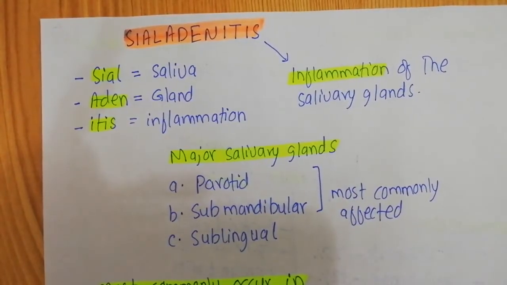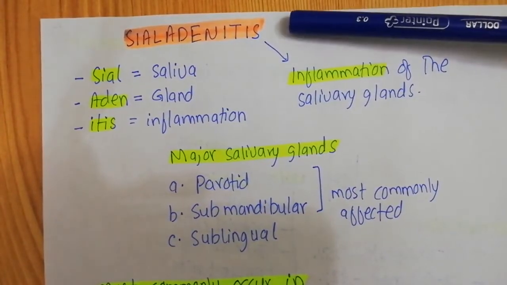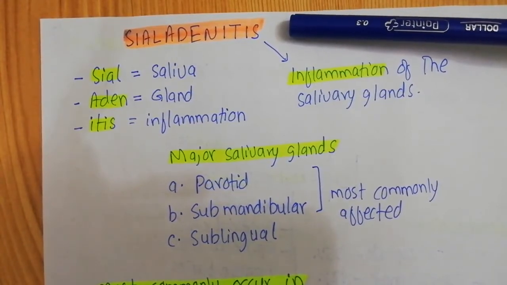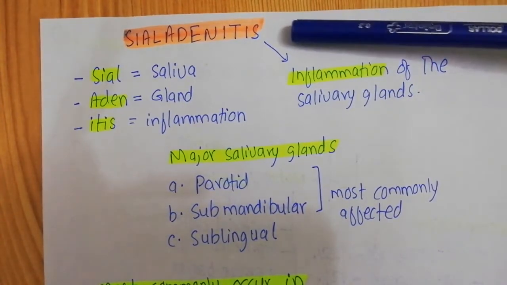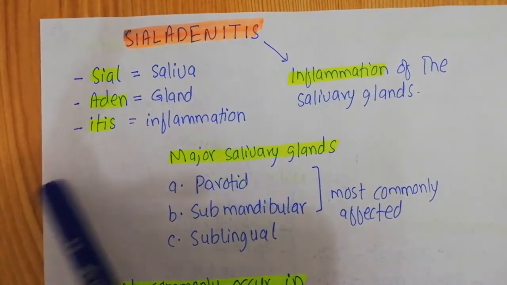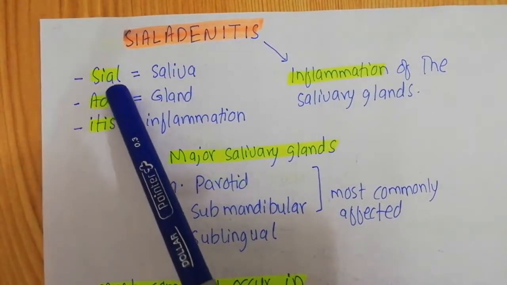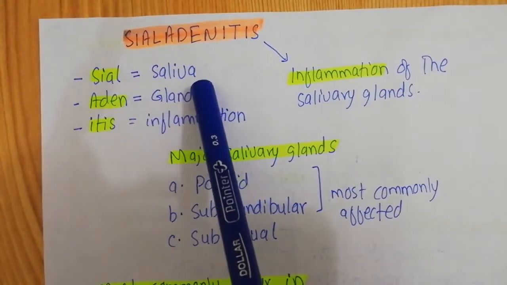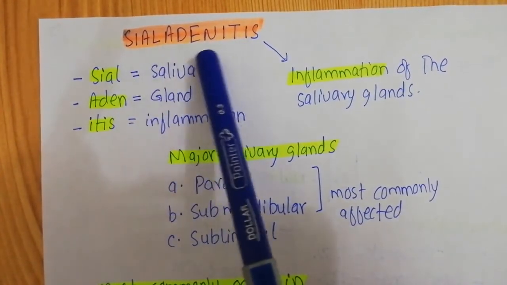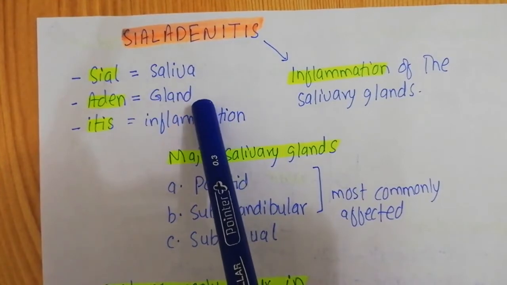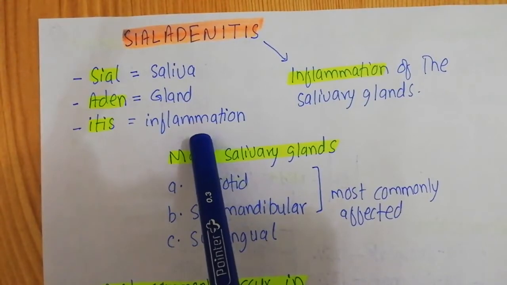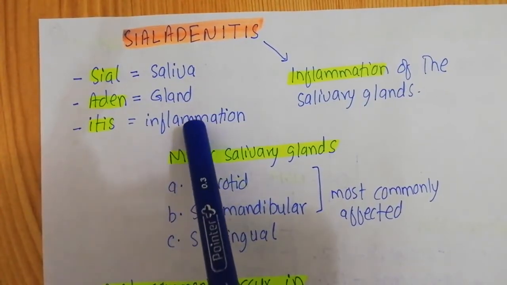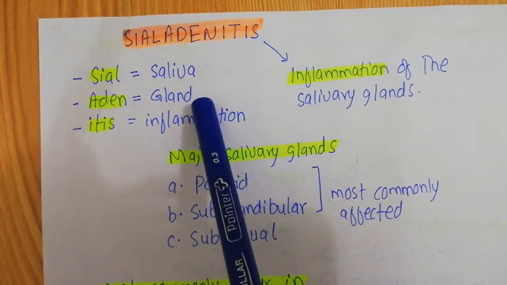Welcome back to this next video, and in this video we are going to talk about sialadenitis. Sialadenitis is the inflammation of the salivary glands, and this term can be split into three parts. The first part refers to saliva. The second part, the aden or adeno, usually refers to glands. And the itis refers to inflammation. So sialadenitis is the inflammation of the salivary glands.